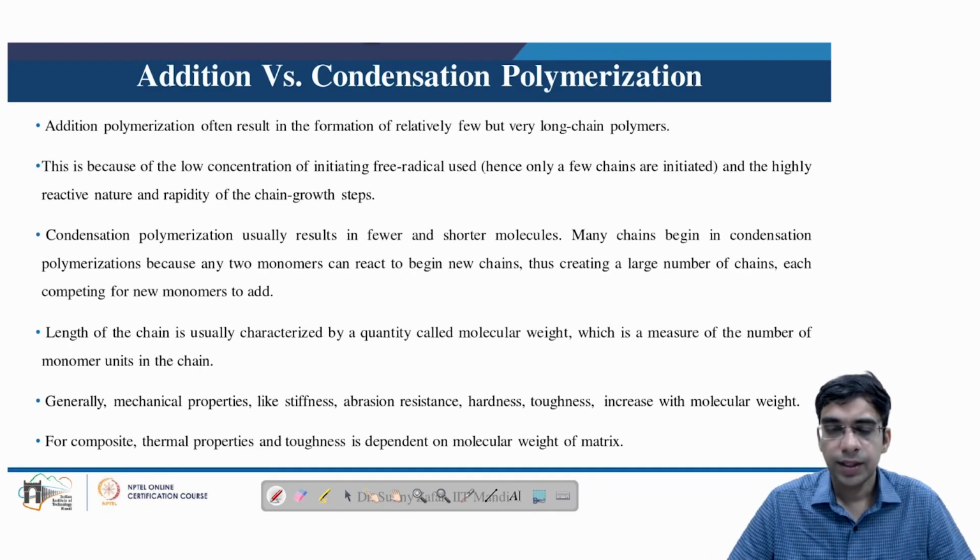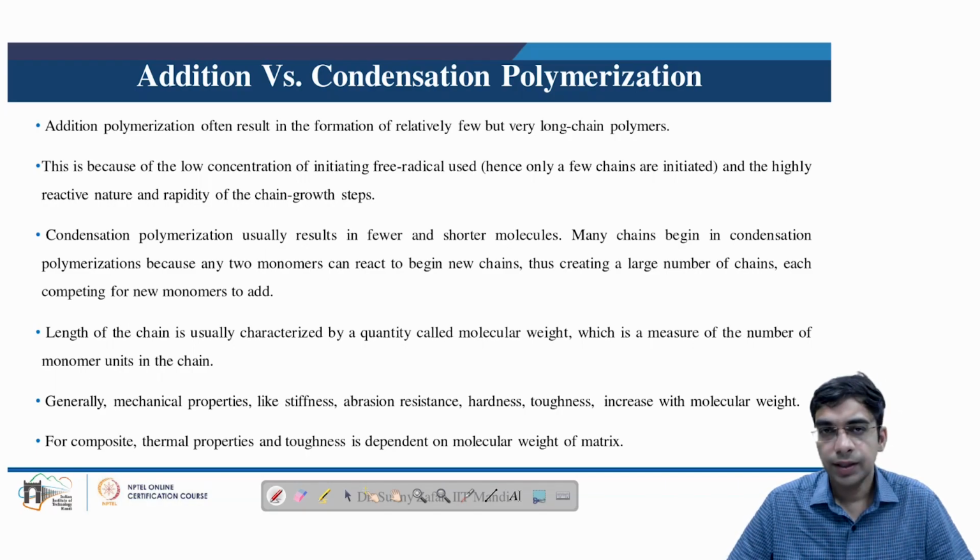So the polymerization reaction can take place by two routes. Either of these routes can be used, but for different polymers, different routes apply. Broadly, these two routes are categorized as addition and condensation polymerization. Addition polymerization often results in relatively few but very long chain polymers. This is because of the low concentration of the initiating free radical which is used, hence only very few chains get initiated. And the highly reactive nature and rapidly growing chain sustains the growth further.